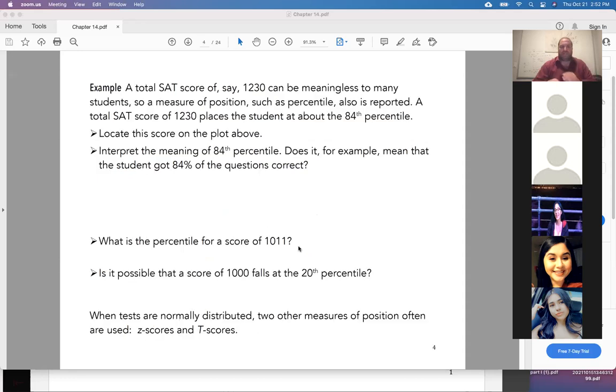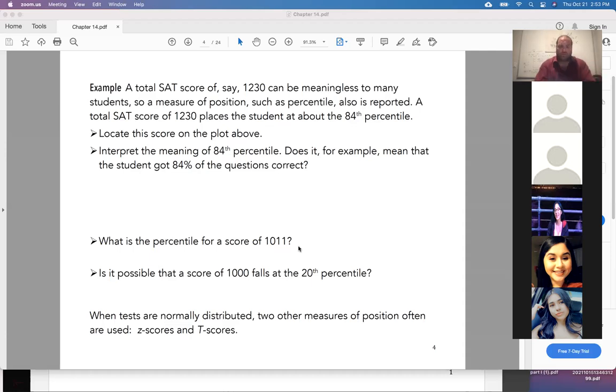So now a total SAT score of say 1230 can be meaningless to many students. So I got a 1230. What does that mean? I don't know. Is that good? Is that bad? So we use a measure of position such as a percentile, which we've used before. For example, here, we might say that a score of 1230 puts you in the 84th percentile. What does that mean, the 84th percentile? That means you are better than 84% of the people who took the SAT.